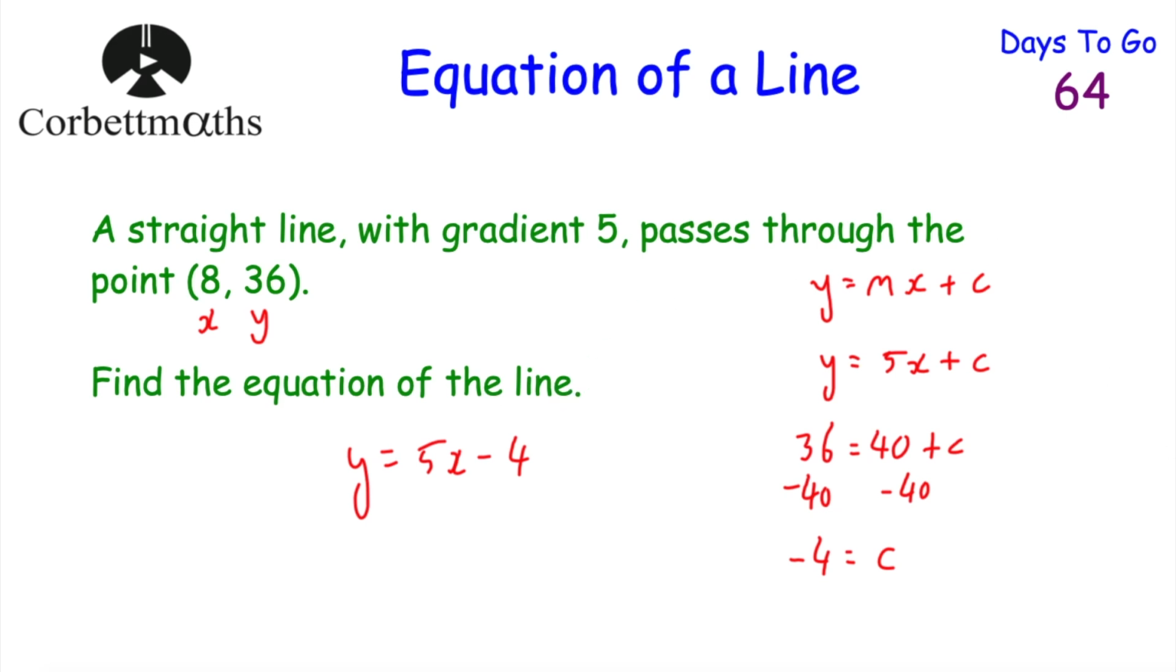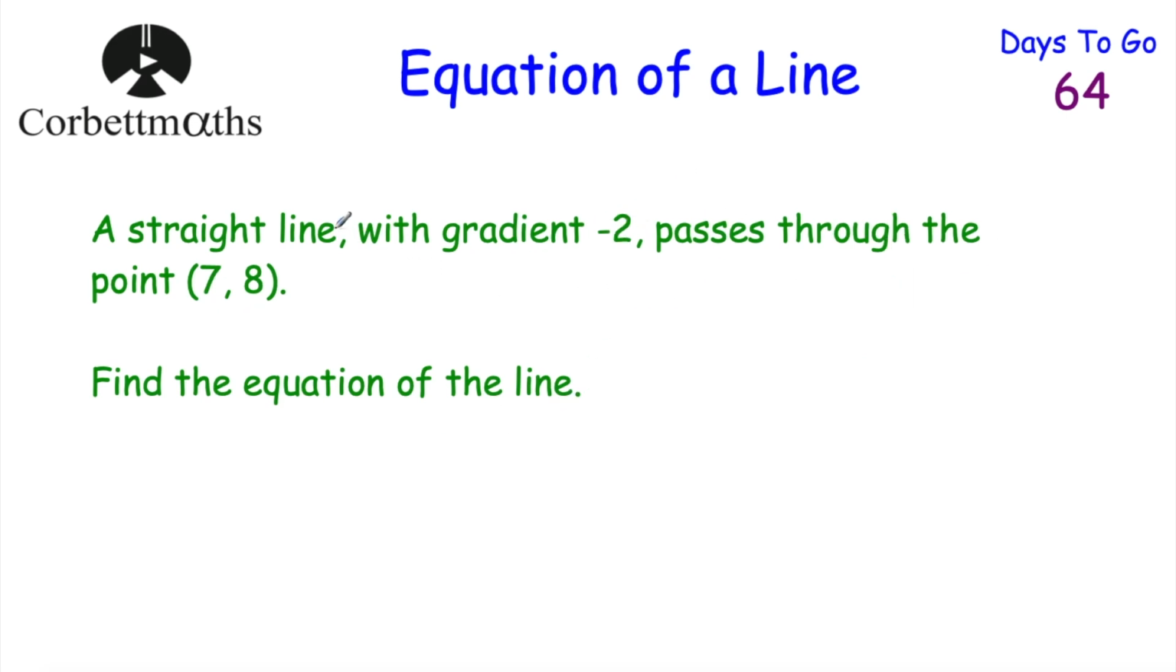Okay, let's have a look at our next question. So our next question says, a straight line with gradient negative 2 passes through the point 7, 8. Find the equation of the line. So feel free to press pause and find the equation of this line.